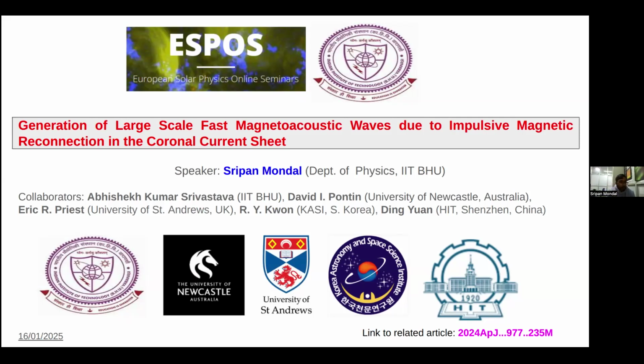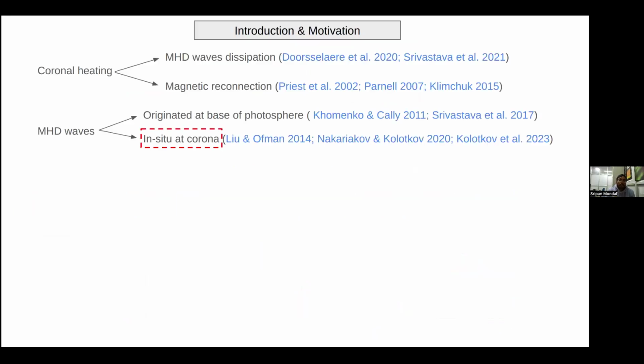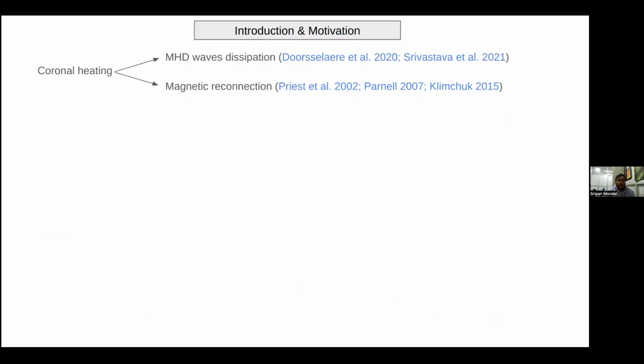So before moving on to discuss the scientific findings of this particular work, I would start with some introduction and basic motivation to set the tone for the rest of the talk. Whenever we speak about coronal heating, there are two potential mechanisms that have been studied in detail for decades. One is MHD waves dissipation, which can be due to resonant absorption, phase mixing, etc. On the other hand, magnetic reconnection is another potential mechanism behind coronal heating.